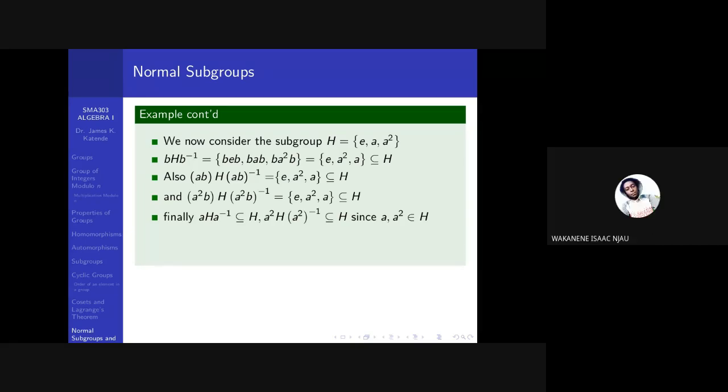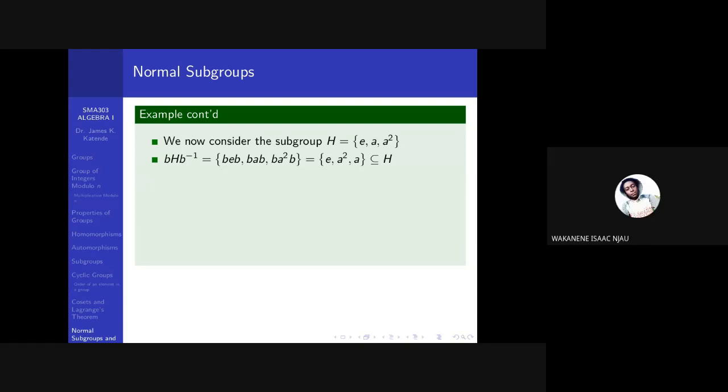I have a question. Yes. The first one, BHB inverse. The first one, B, E, B, is it supposed to be B inverse, which is E? B is its own inverse. So the inverse of B is equal to B.